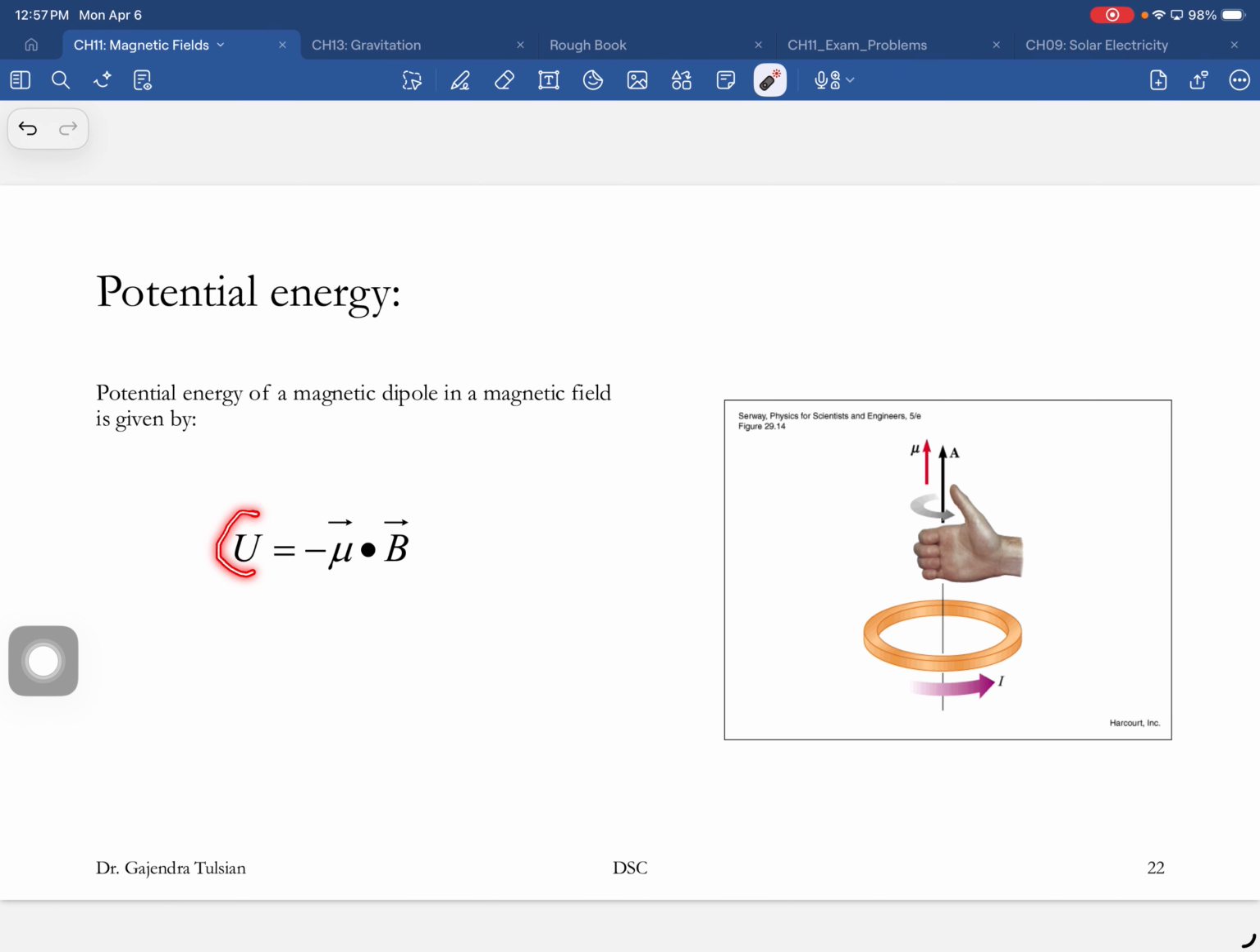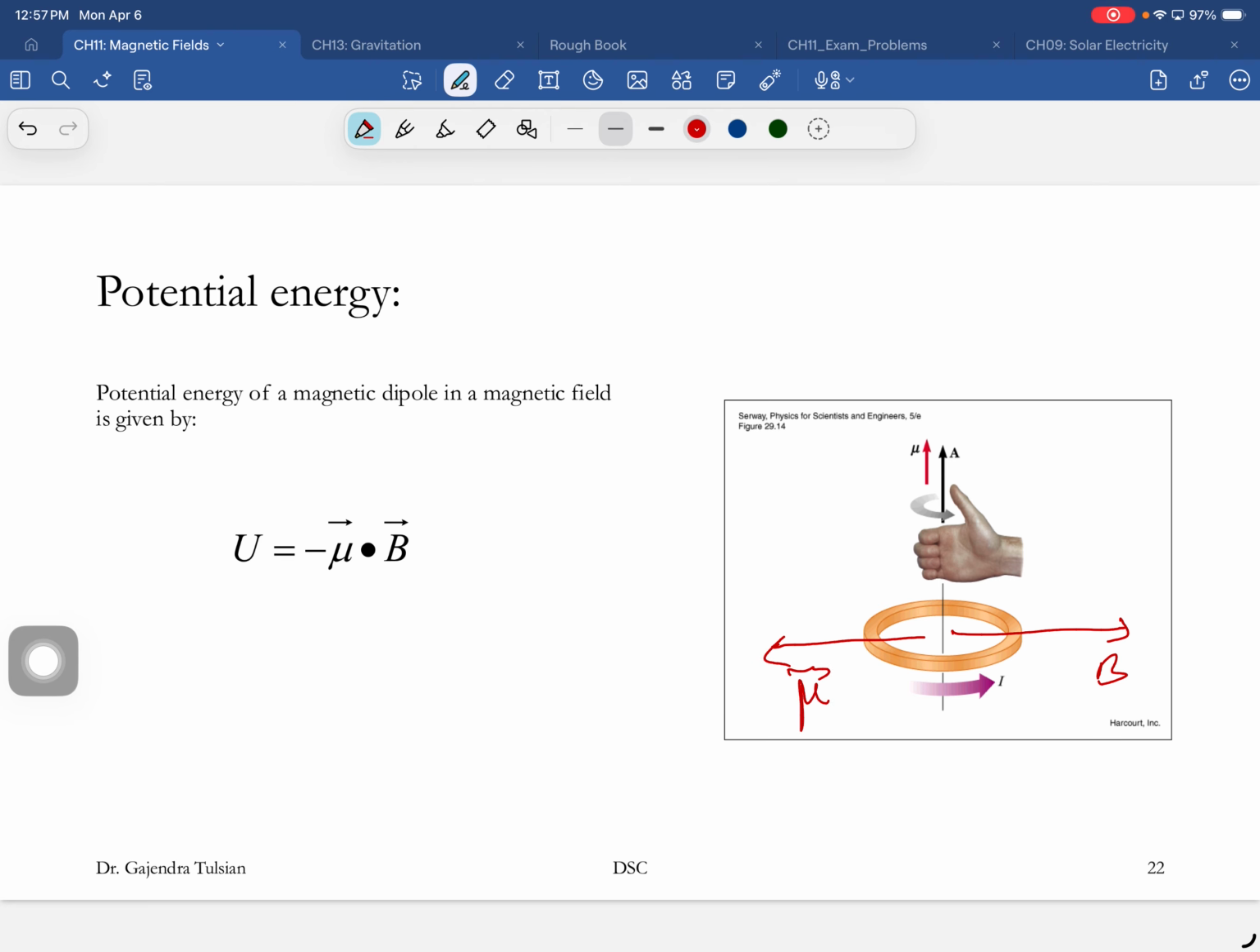So we associate a potential energy with a magnetic moment in a magnetic field, and the potential energy is defined as negative of mu dot B. So right now the potential energy is 0 because mu and B, if the magnetic field is in this direction, and when mu is pointing in that direction, that's when the potential energy will be maximum. Okay. So the torque would turn this all the way till there.